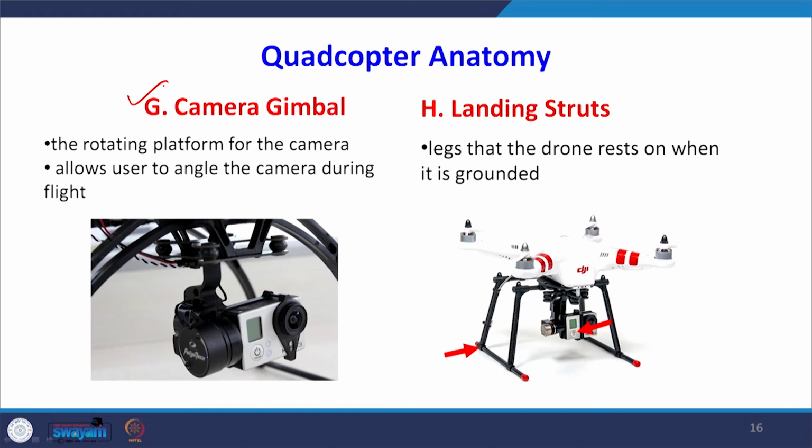Then you have the landing struts, which allow the drone to rest on the ground. Maybe you are beginning to start your work, so everything will rest on these landing struts. It is like a tripod when you are mounting an instrument on a tripod, so your instrument is safe. Similarly, the UAV, the drone system, is safe on these landing struts.